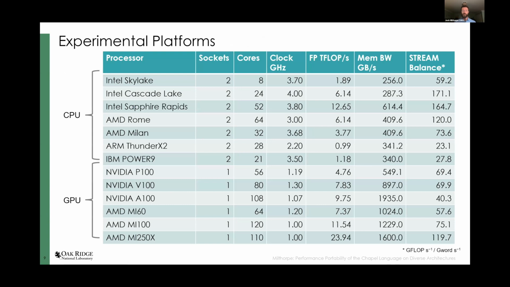Okay, so we wrote this code. We ran it across a really wide range of platforms. We've got Intel CPUs, AMD CPUs, an ARM CPU, and IBM Power 9. Also NVIDIA and AMD GPUs from multiple different generations. And they've all got different capabilities in terms of compute and memory bandwidth. But we wanted to see how performance portable we are across multiple generations and multiple vendors.